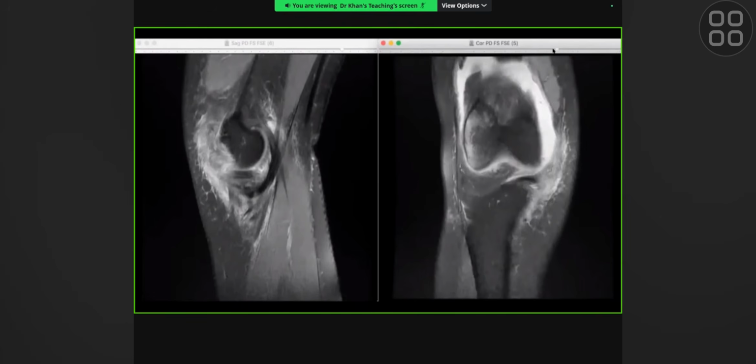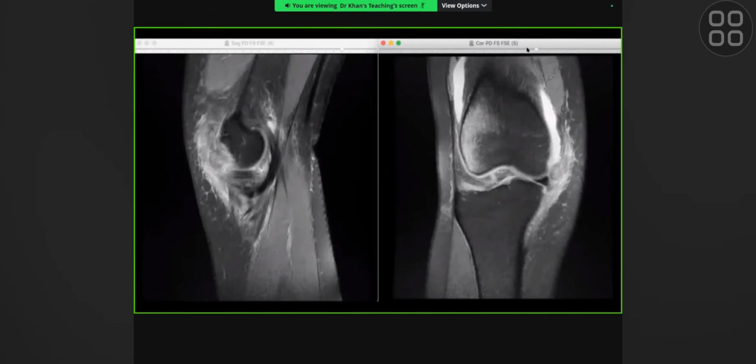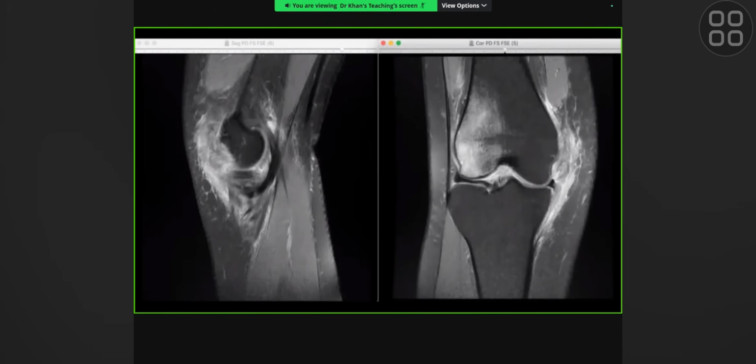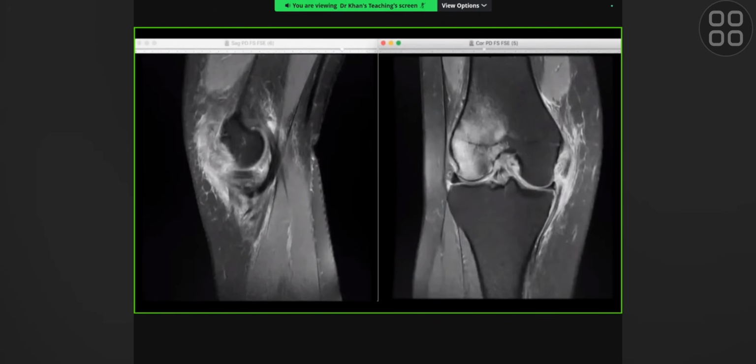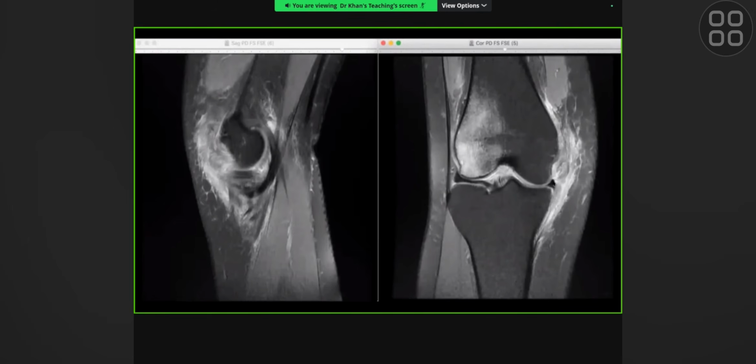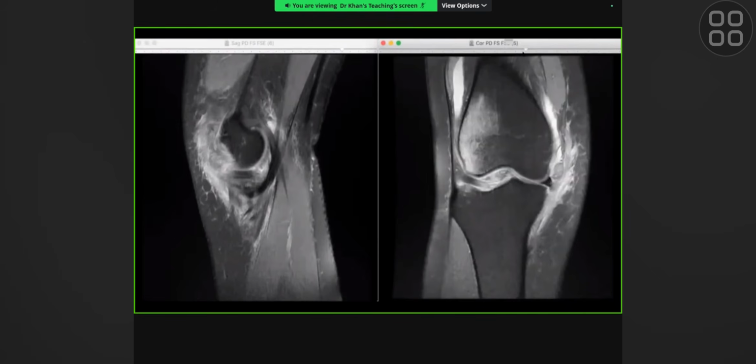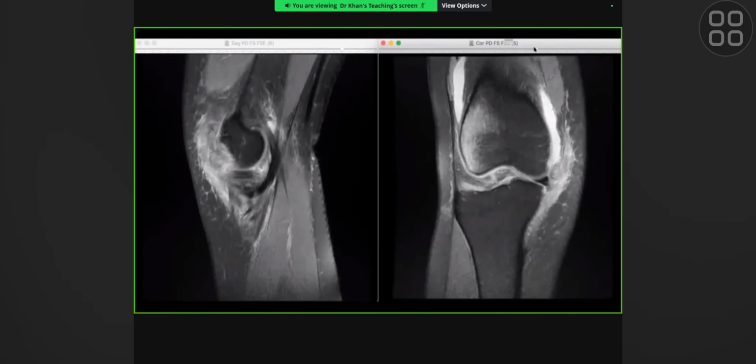So again, the torn PCL is noted, and the menisci are normal other than slight extrusion, which may be related to posterior displacement of the tibia. The medial collateral ligament is torn, with significant soft tissue swelling around it.